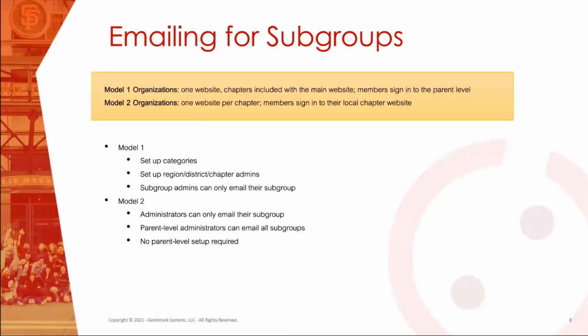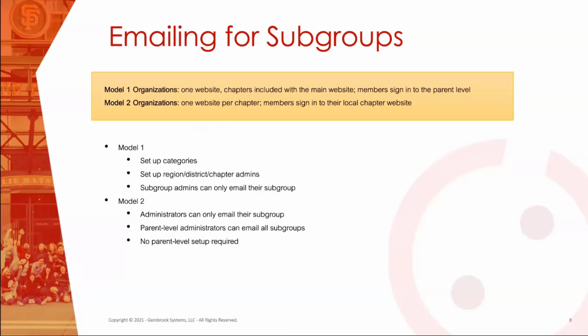So under Model 1, we talked about setting up those categories. We've talked about setting up region, district, or chapter administrators, and that subgroup administrators can only email their subgroup, but full level administrators can email everyone really easily.